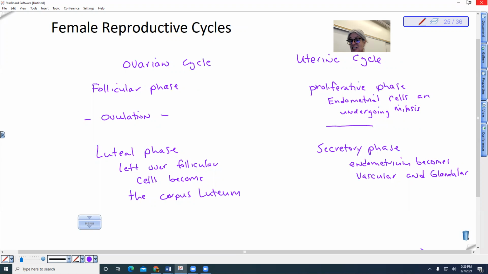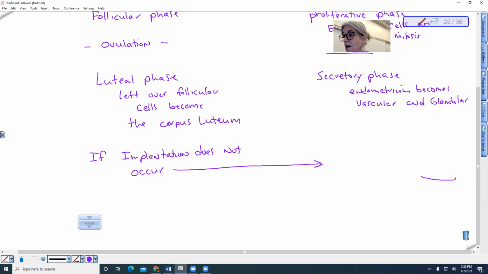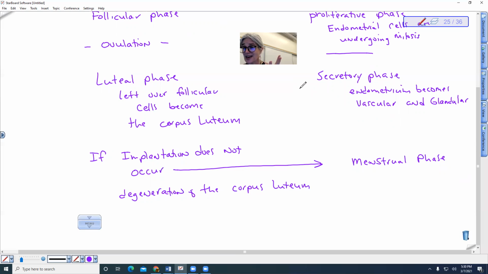Now, if implantation does not occur, then we have the degeneration of the corpus luteum, which doesn't actually have a phase. And this corresponds to the shedding of the endometrium, which is called the menstrual phase. So the endometrium is shed off. The blood vessels that were supplying nutrients and oxygen constrict, the cells die, and then a whole bunch of it just sheds off. So it's kind of an interesting thing that happens.